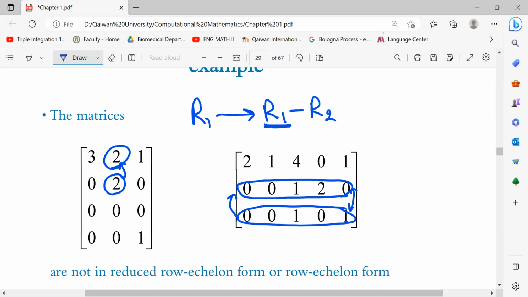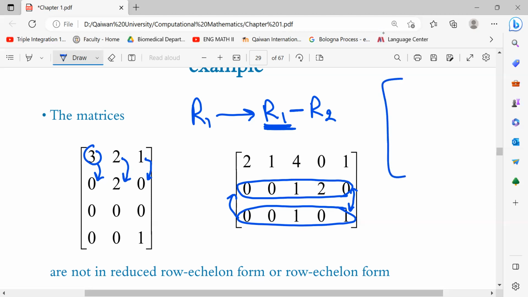It's in the first row, row 1. Row 1 becomes row 1 minus row 2. Row 2 has the leading entry. Okay? Now, what do we do? Row 1 minus row 2. This is 3 minus 0. We do it for all entries. 2 minus 2. 1 minus 0. Now, replace row 1 by these new values.